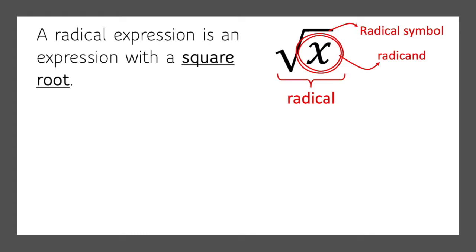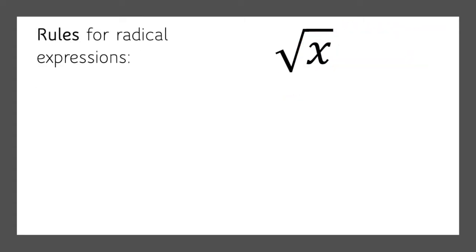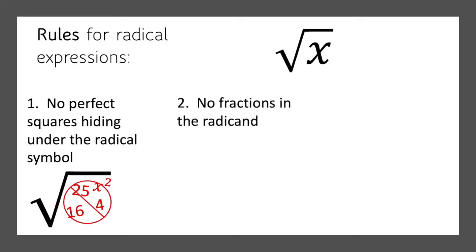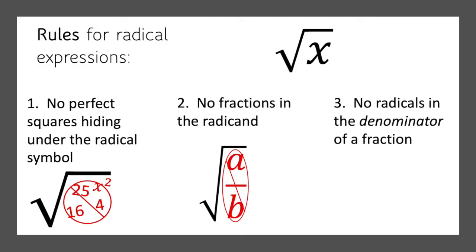Now, there are rules for radical expressions. The first rule is no perfect squares hiding under the radical symbol. So here's the radical symbol, and you can't have any perfect squares hiding under there. Rule number 2, no fractions in the radicand. So underneath the radical symbol, no fractions. And rule number 3, no radicals in the denominator of a fraction. Radicals on the bottom, very bad. So let's look at each rule and see what it means.